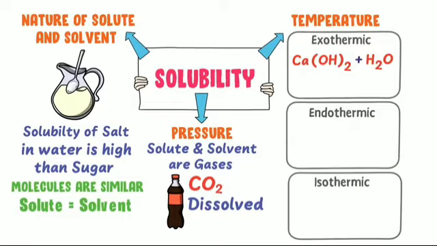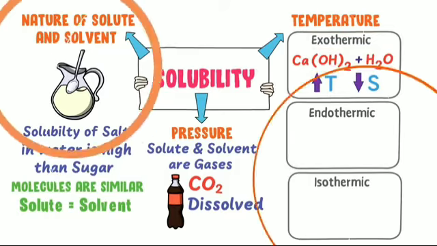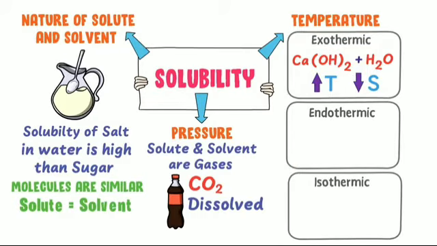Generally, the solubility of a solid solute in a liquid solvent increases with increase in temperature. In an exothermic process, the solubility decreases with increase in temperature. So here solubility decreases as temperature increases. Next, endothermic. In an endothermic process, solubility increases with increase in temperature. So solubility increases as temperature also increases.